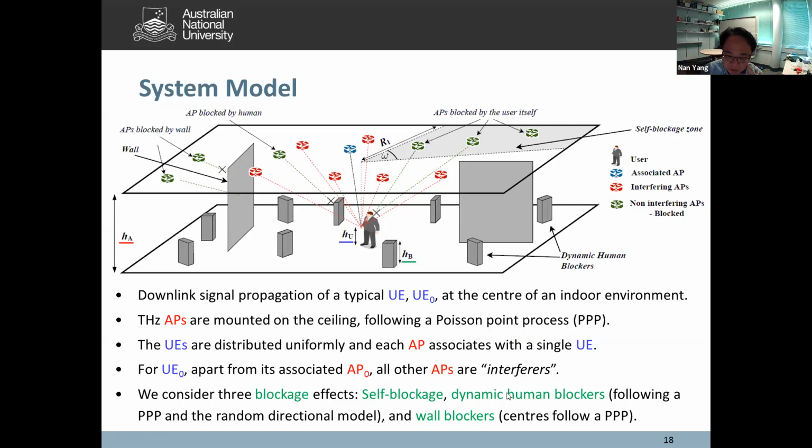And then the second type of blockage is dynamic human blockers. Here we use this rectangle to approximate these dynamic human blockers. Again, they follow a PPP distribution, and we also use the random direction model to model their mobility. And we also have these wall blockers. The wall blockers are static. So this is our system model. We can see the 3D propagation, and then we can see the three types of blockers. And based on this, we want to evaluate the coverage probability.